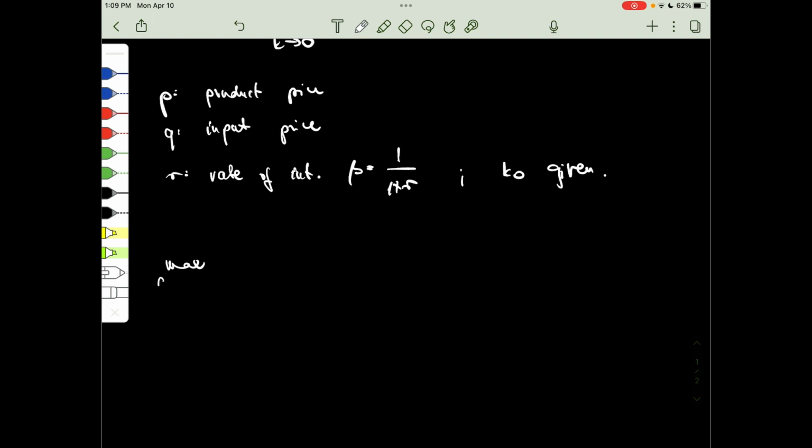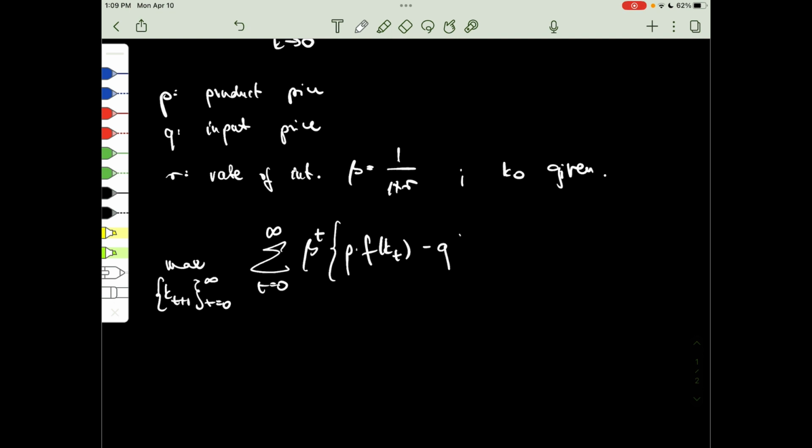We need to find an optimal path for the capital stock in this maximization problem, which is profit, simply. So this is total revenue, and we have an expression for the costs. Okay.